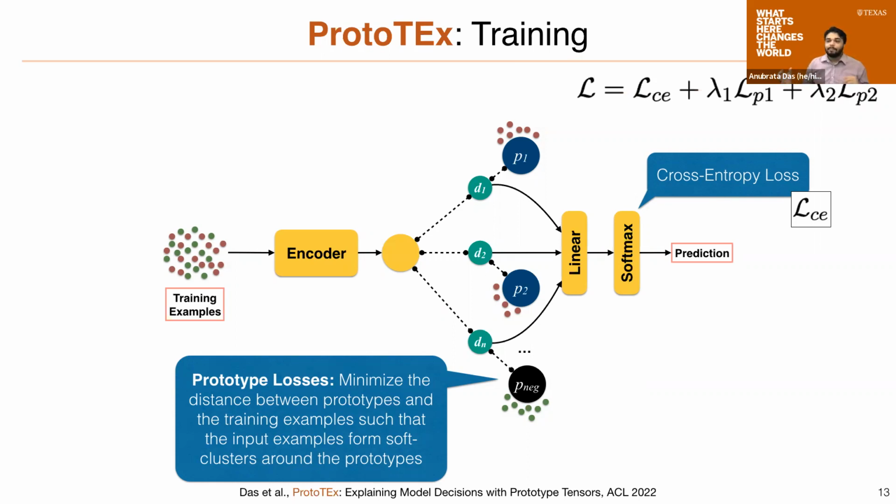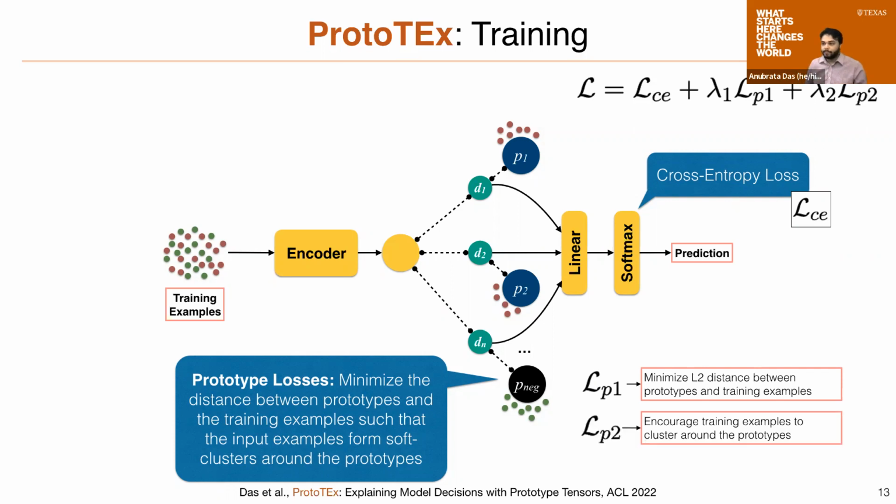So this basically minimizes this L2 distance between the prototypes and the training example, and also encourages the input examples to form these soft clusters. Specifically, LP1 minimizes the L2 distance between the prototype and the training example by freezing the training example. So when LP1 is being trained, at that time the encoder is not fine-tuned, and we just push the prototypes closer to the encoder. And in LP2, we freeze the prototypes and encourage the training example by fine-tuning the encoder's final layers to form the soft clusters around the prototypes.